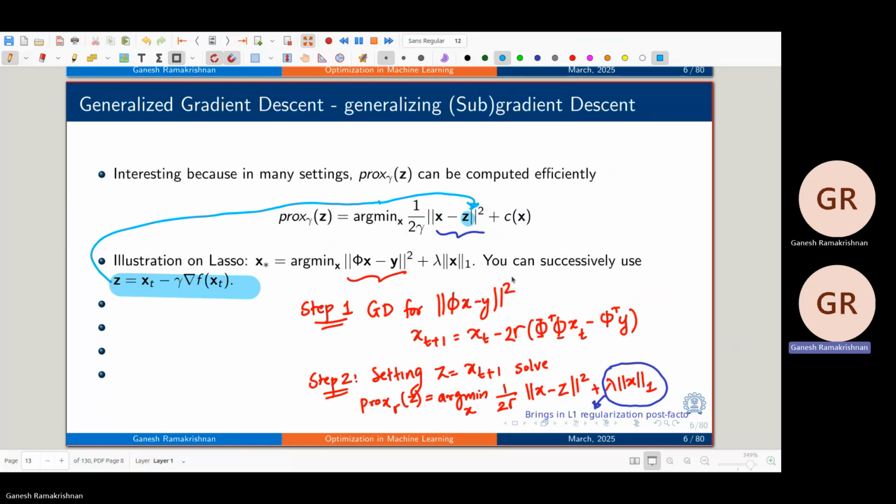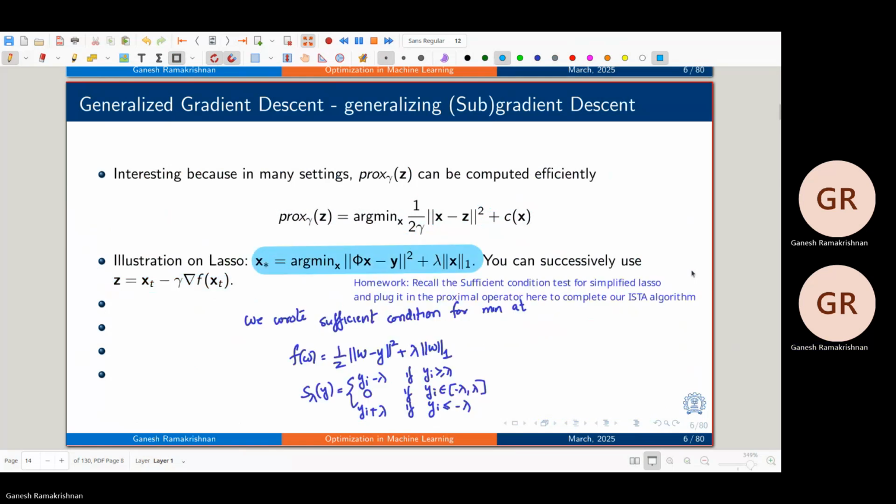Zi less than, I think, minus lambda gamma, and minus and lambda gamma, something like this. Right? That's it. So we wrote the sufficient condition test for simplified lasso. You just need to plug it in.